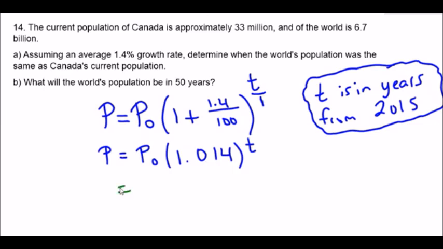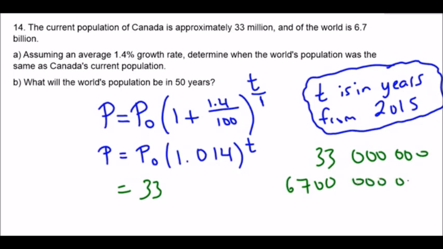So if we start with 33 million people, I'm just going to say 33. I can't be bothered to write all those millions, so don't forget that 33 million looks like this, and 6.7 billion looks like this. I'm just going to compare 33 to 6,700 because the math is going to end up being the same. So if we start at 33, how long will it take us, or what exponent will give us 6,700?